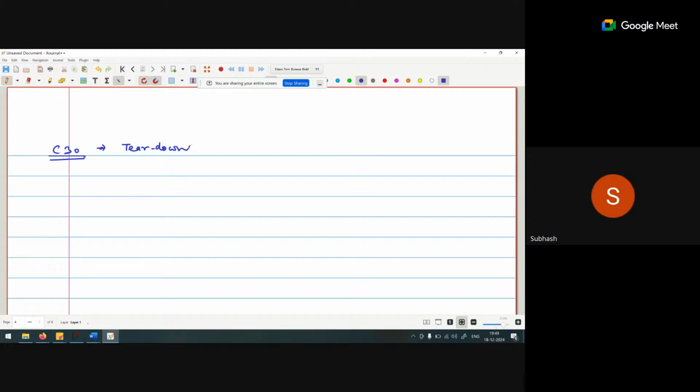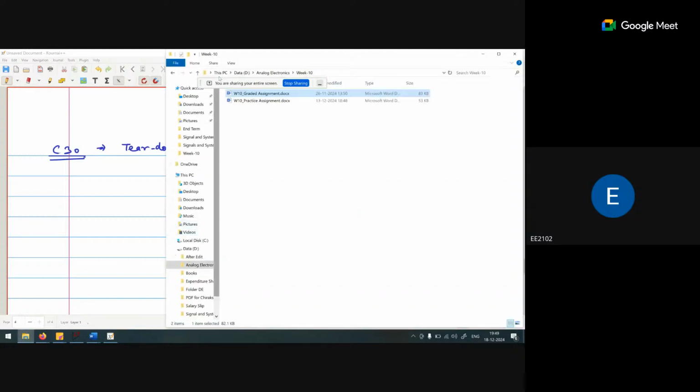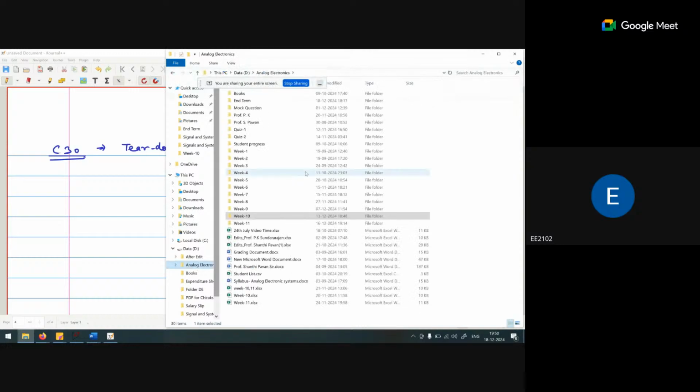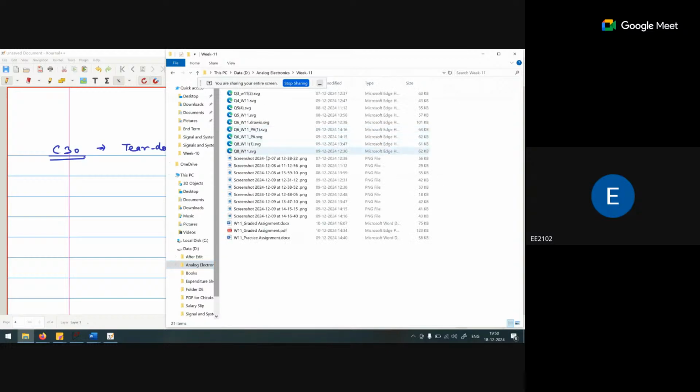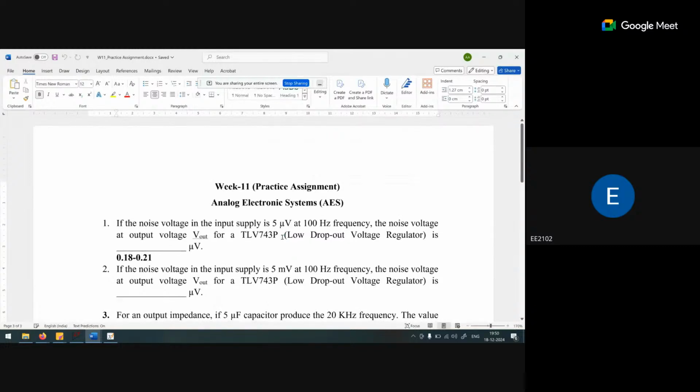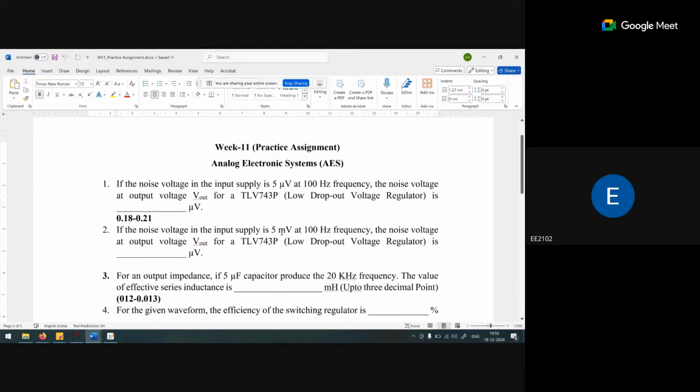Sir, in the practice assignment, first question, can you once explain how to do it? If the noise voltage in the input supply is 5 microvolt at 100 hertz frequency, what is the noise at the output of the regulator TLP4?